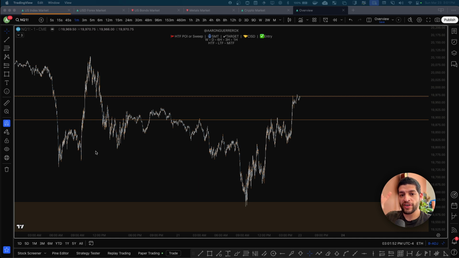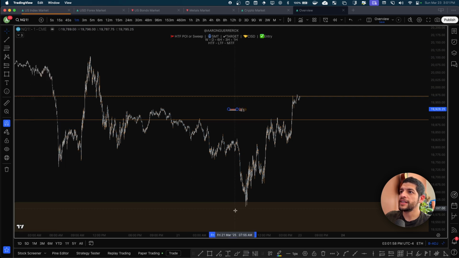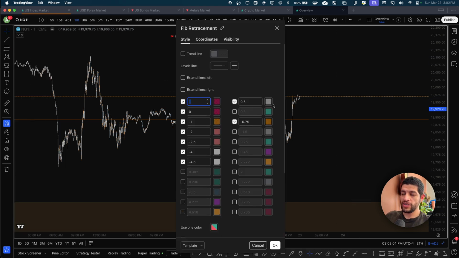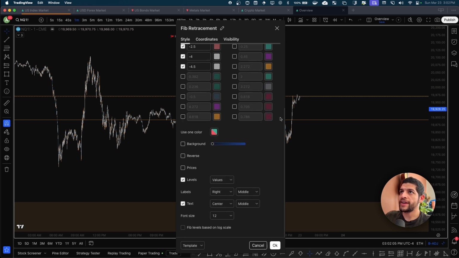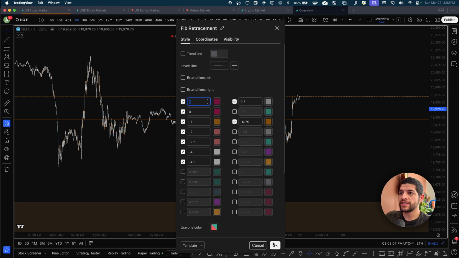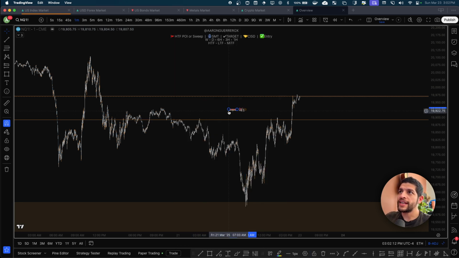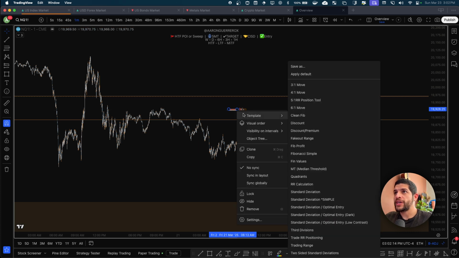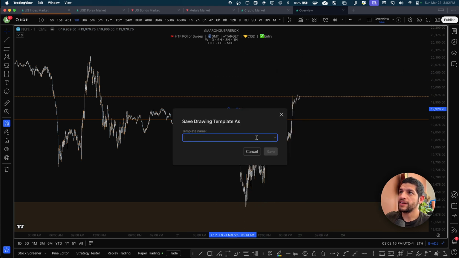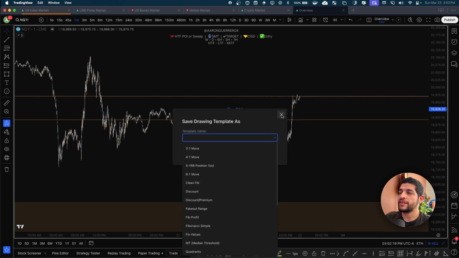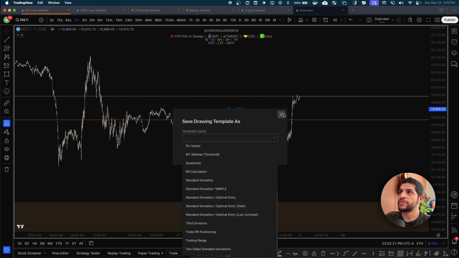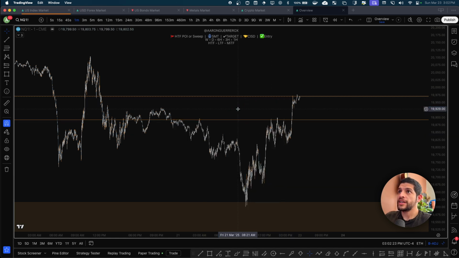First thing you're going to need is your fib tool, so grab your fib retracement. I'm going to show you my settings. Go ahead and copy those, screenshot that if you need to. Let me scroll down, screenshot that if you need to. Once you have all of these settings, pause the video, put your settings in if you want to follow along. Also, make sure you save this, save as, and call it whatever. Mine is just standard deviations, optimal entry, etc.